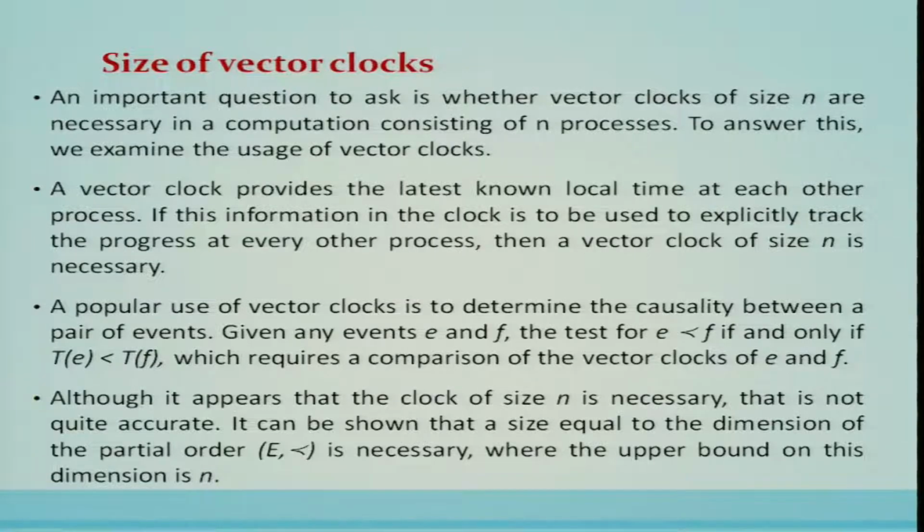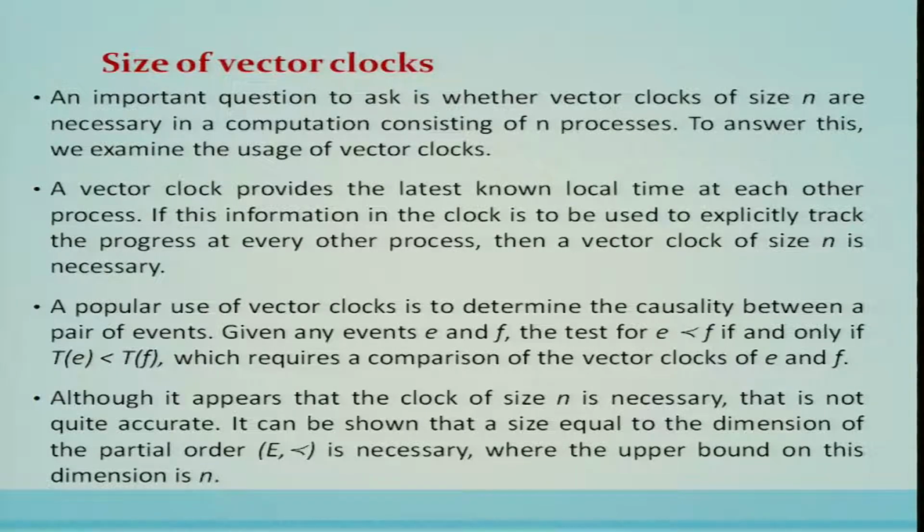Size of vector clocks. An important question to ask is whether vector clocks of size n are necessary in a computation consisting of n processes. To answer this question we have to examine the usage of vector clocks. The usage means the applications where we are going to use them will answer this kind of question. The vector clock provides the latest known local time at each other process. If this information is to be used to explicitly track the progress at every other process, then a vector clock of size n is necessary.